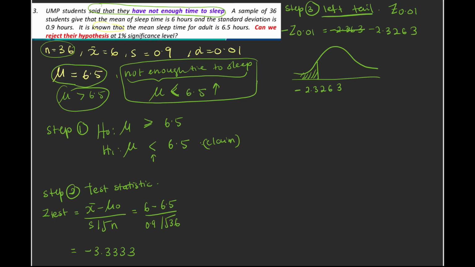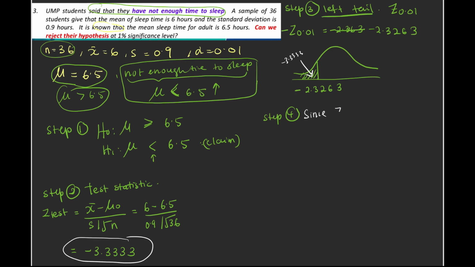Okay, so step 4, accept or reject H null. Look at here, our Z test is negative 3.3333. Negative 3.3333 is less than negative 2.3263. Negative 3.3333 will be located at the rejection region. So you have to reject H null.